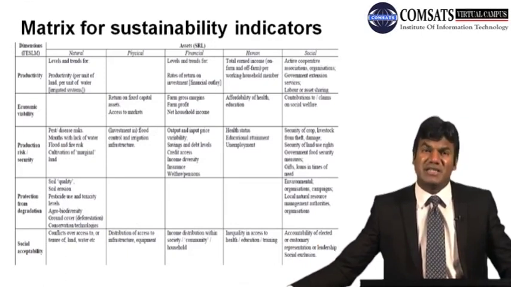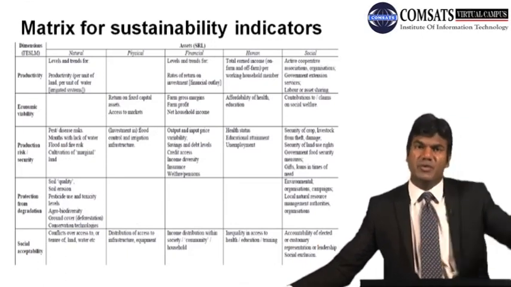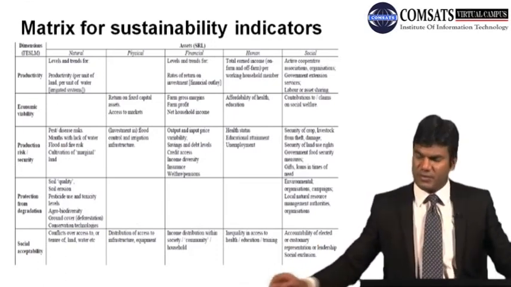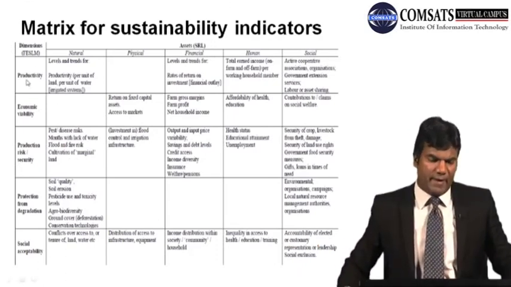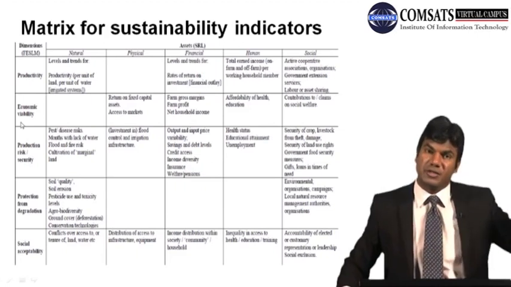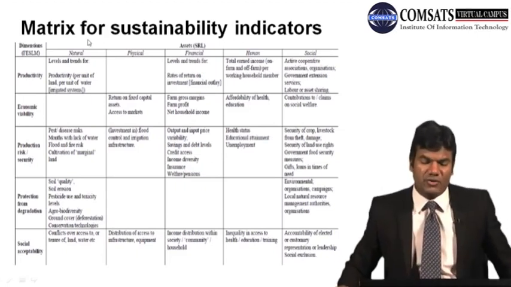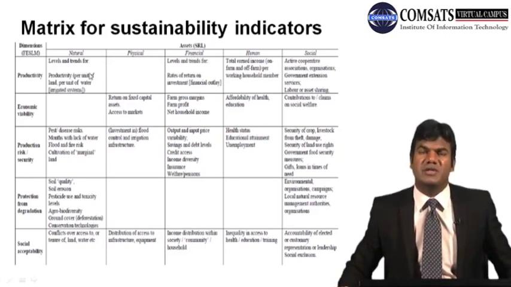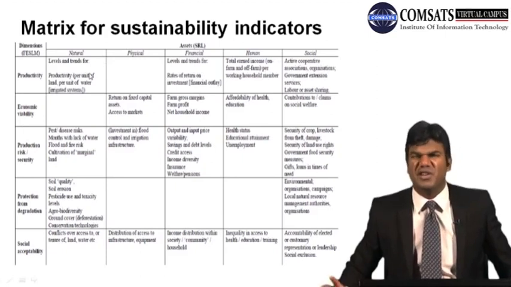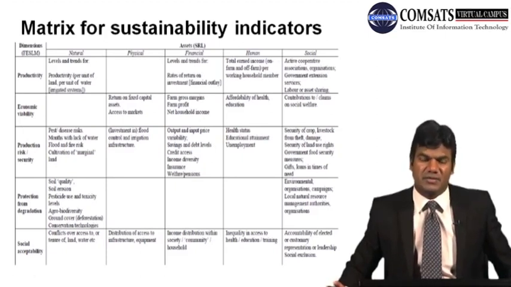Matrix of sustainability indicators. Dimensions, we use productivity, economic viability, production risk, protection, and social acceptability. Faislon wali, wo jo maine bhi piche aapko padhayi thi. Natural mein, levels of natural trend, physical dekha, financial dekha, human dekha, or social dekha. If you remember, that was our last lecture, and it was the first or second slide where I was talking about the assets. Assets are natural capital, physical capital, financial capital, human capital, and social capital.